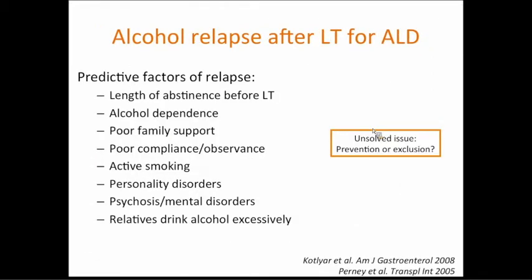So all these factors of relapse are shown to be predictive factors of cirrhosis, alcohol abuse, and so on. But to date, we have very little data in the field of alcoholic hepatitis, so we must continue to work on those issues.